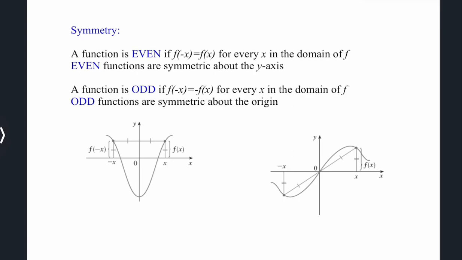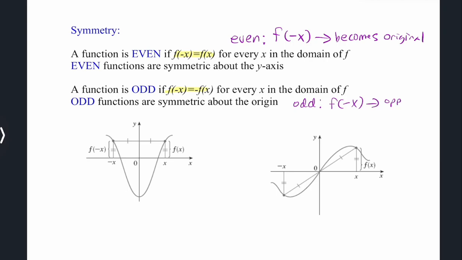But remember, a function is even if when you plug in negative x, you get back the original function. So I always think of f of negative x becomes the original again. And if we are an even function, we will have y-axis symmetry, okay? An odd function, when we plug in negative x, we get the opposite of the original. So if you plug in negative x, you get the opposite of the original.